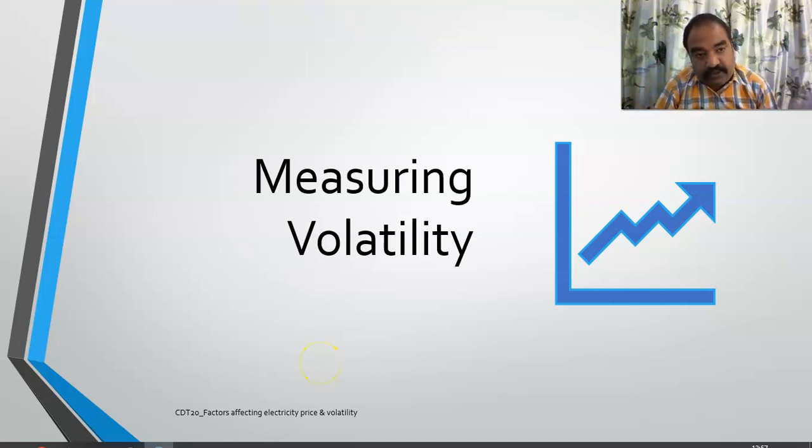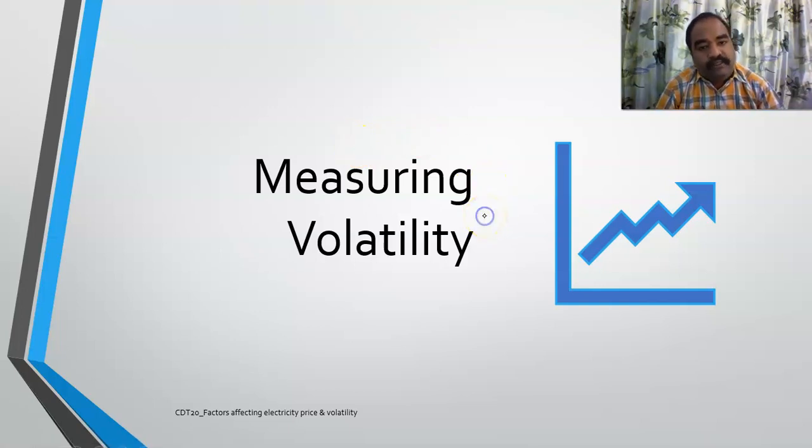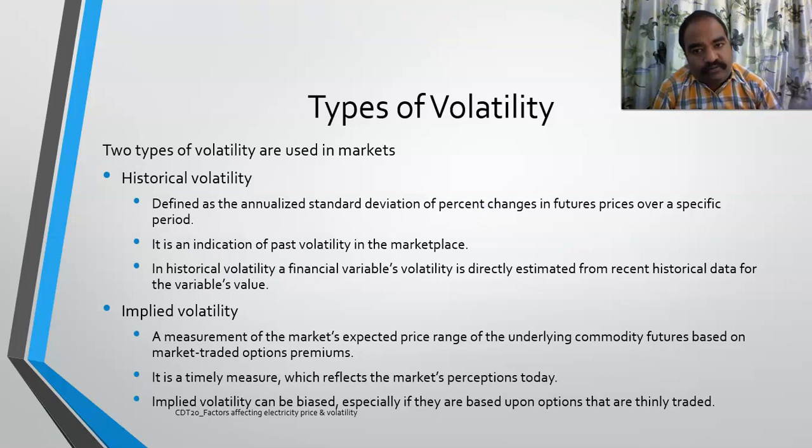So, how to measure the volatility? You'll see there are so many techniques of how to measure the volatility, but the standard one of measuring the volatility is employing the standard deviation. But before we go for that, there are two types of volatility in the market. The first one is called historical volatility. The other one is called implied volatility.